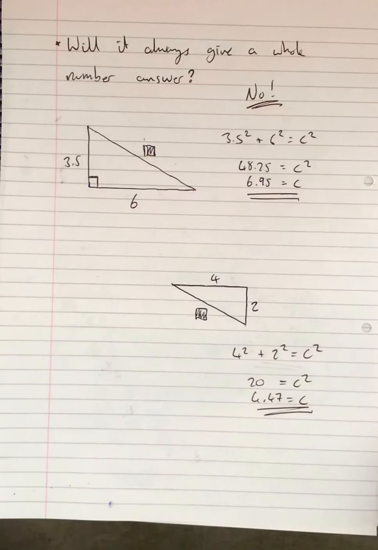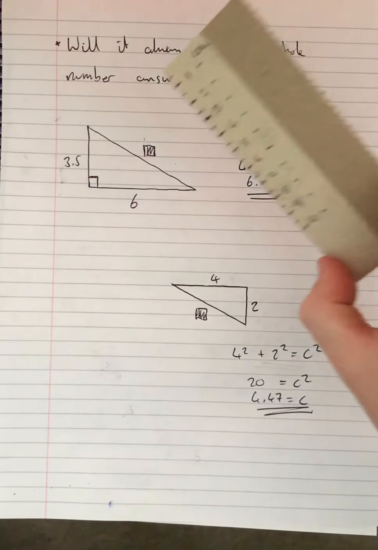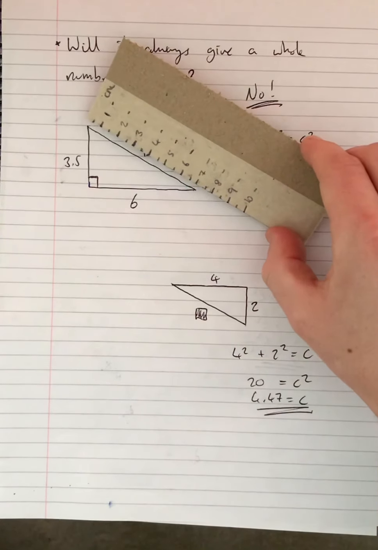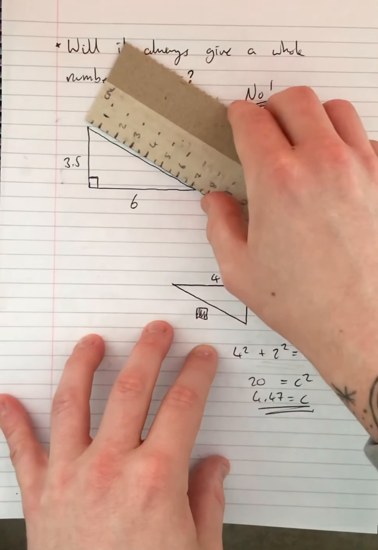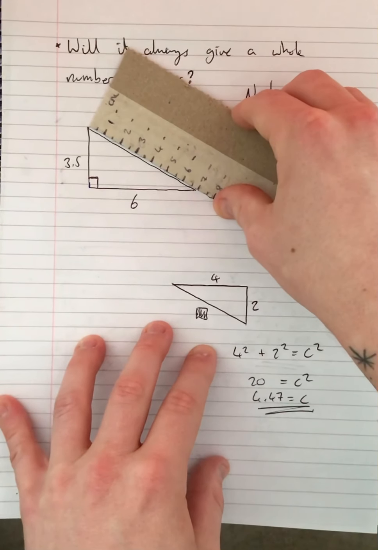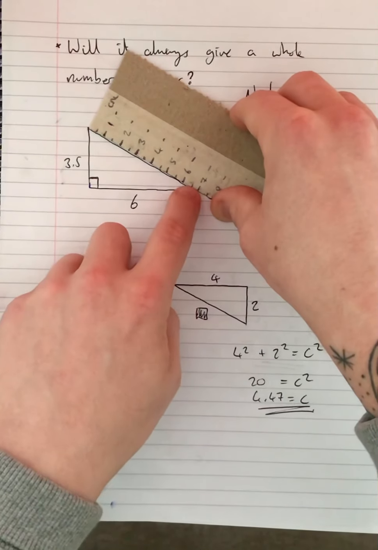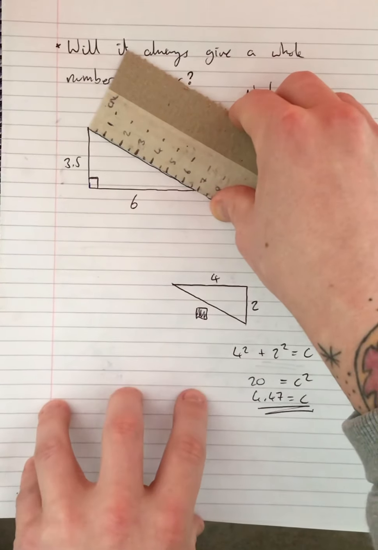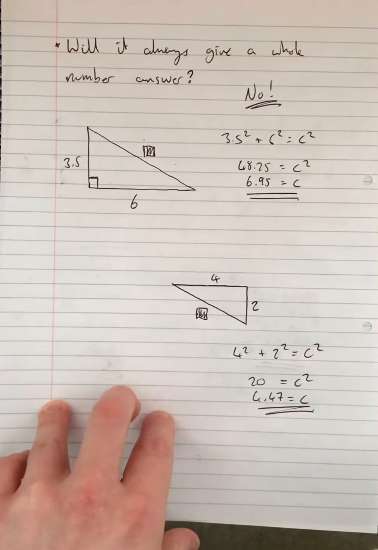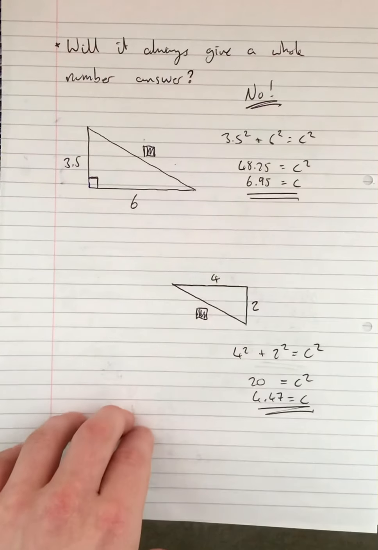This length here should be 6.95 centimetres. And I created this ruler here because I left my ruler at school. And if you can see there, it's just less than 7. Okay, this dash here is 7, and that's just less than 7. So it works. 6.95 centimetres.